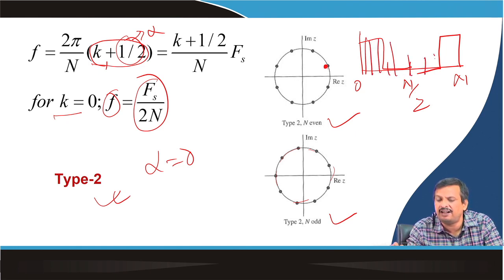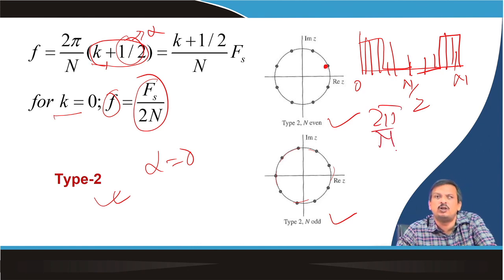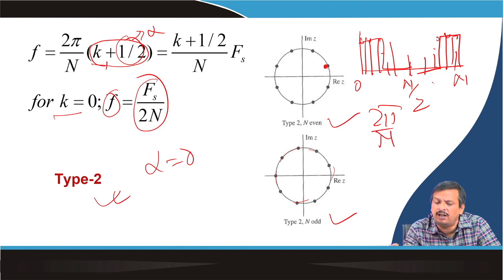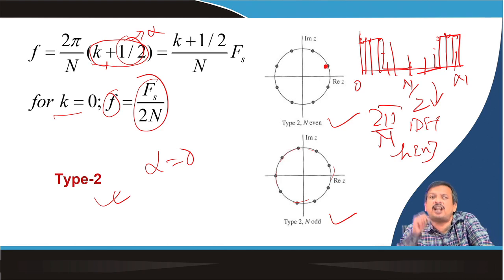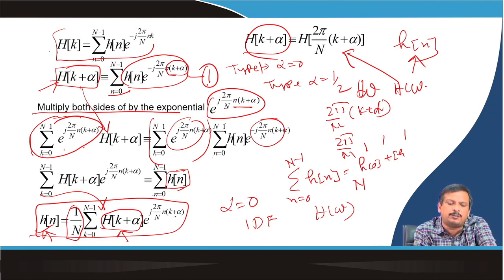So, it is nothing but N number of samples. 2 pi by N is the sampling resolution, and I take the number of samples. So, N number of samples I have collected, and once I have collected the N samples, I take the inverse discrete Fourier transform, and I get h(n) in case of type 1. In case of type 2, instead of the inverse discrete Fourier transform, I am doing the same computation, but with the alpha value. Alpha is equal to half.